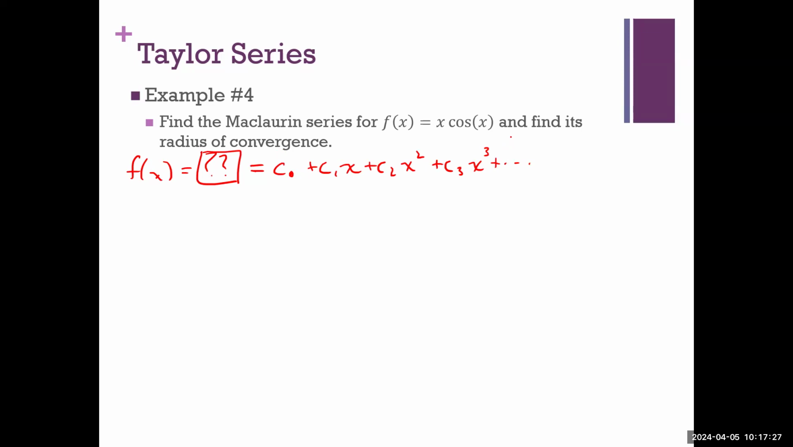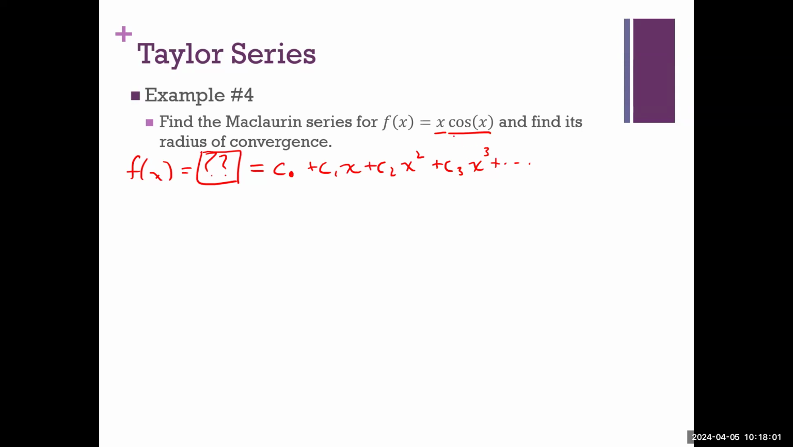But we said that our function was kind of already written as the product of two things, right? This x and this cosine x. Let's talk about those parts individually. Doesn't x already kind of look like this? I mean, obviously this has a lot more stuff going on, but if I wanted to represent x that way, I could just say C1 is equal to 1, and all the other c's are equal to 0. Does that make sense?